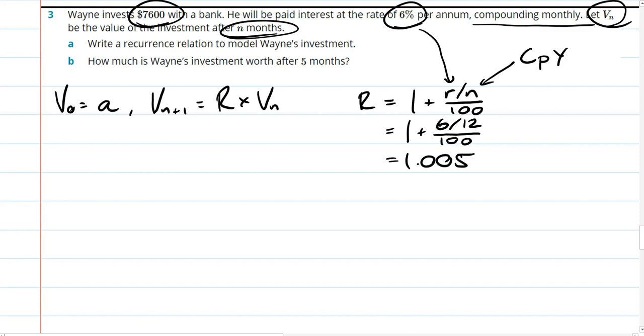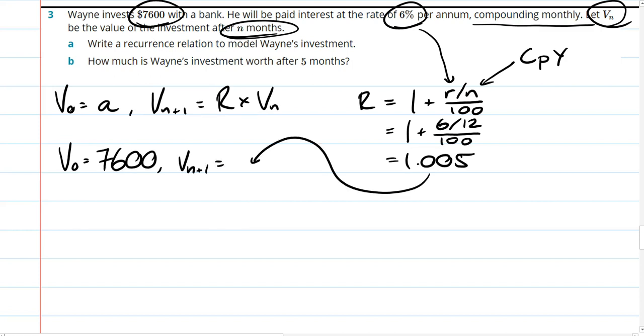That will help us fill out our recurrence relation, which is now going to be V0 is equal to our principal sum, $7,600. Vn plus 1 is equal to R, which is what we just worked out, 1.005 times Vn, and n is in months.